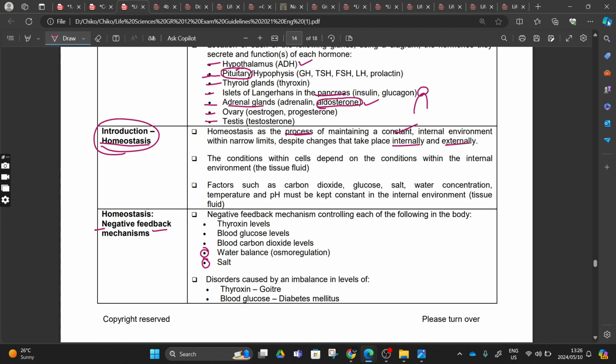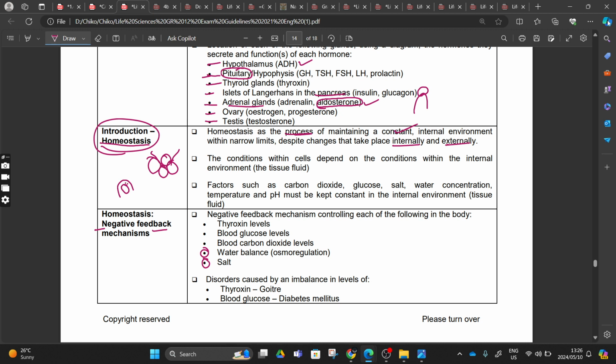But the condition within the cells depends on the conditions within the internal environment, the tissue fluid. We talked about this, right? So we'll have our cells there, and these cells will have our capillaries, and these capillaries will have the space there. So it will be maybe a cell like this, or a capillary like this, and this will be the cell, right?